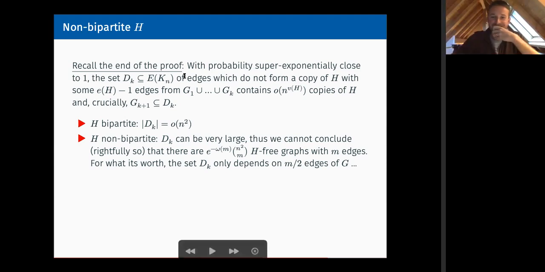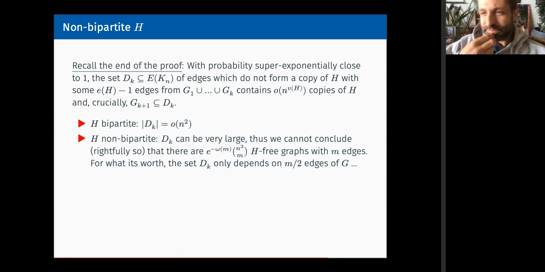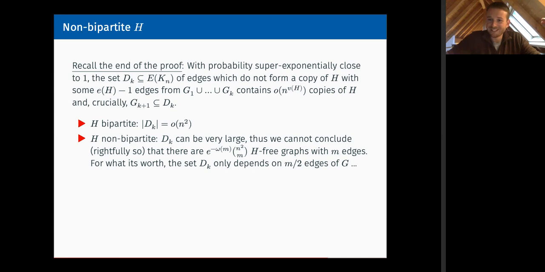No. Say it again. So what we have is that if you choose the constants differently, this last set D is a set which has very few copies of H, and it depends on only epsilon m edges of G. What does that remind you of? A container, or a fingerprint. That's exactly that. Those are the containers.